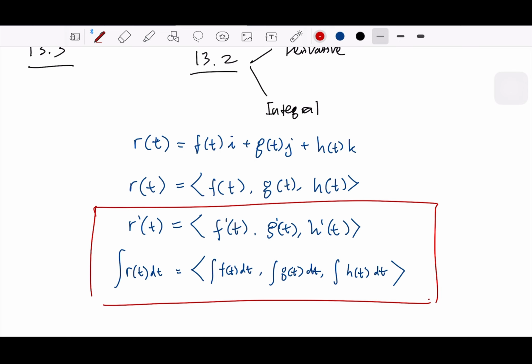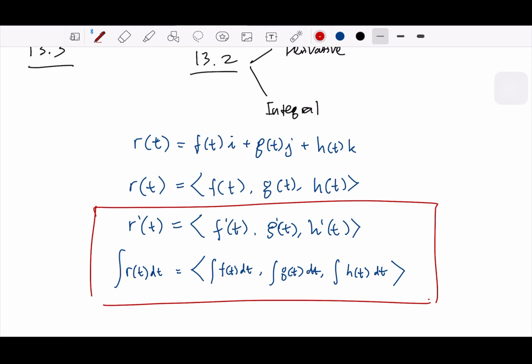So 13.1 is the introduction to vector functions, how we can shape a space curve. Space curve means you can sketch a curve that has a sense of direction. It has a vector. And then 13.2 deals with limits. I'm skipping limits here, but I hope you understand. If I take this derivative, we can also take the limit. So we take the limit, and then take the derivative, and then take the integrals.